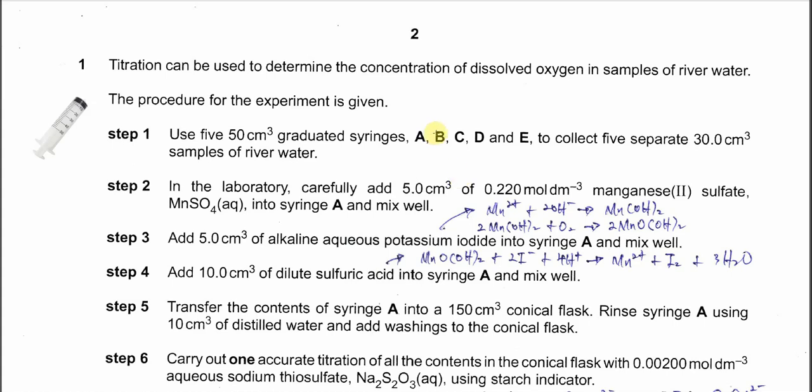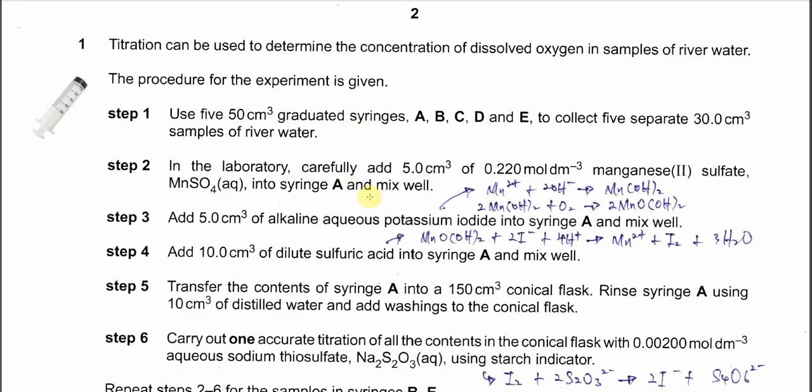Question 1. This question is to determine the concentration of the dissolved oxygen in the samples of river water, and it follows the few steps below. Okay, the first step, use a 50 cm3 graduated syringe, labeled A, B, C, D, E, to collect 5 separate 30 cm3 samples of this river water.